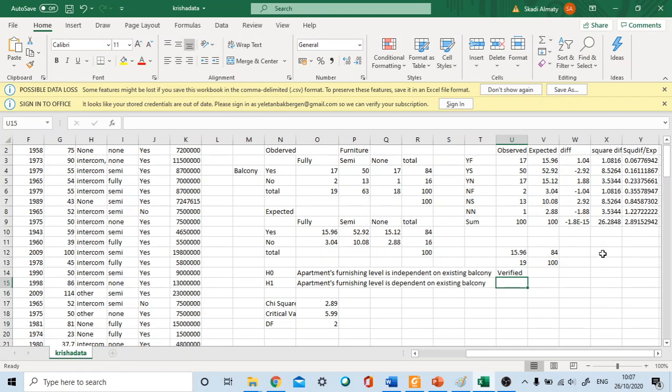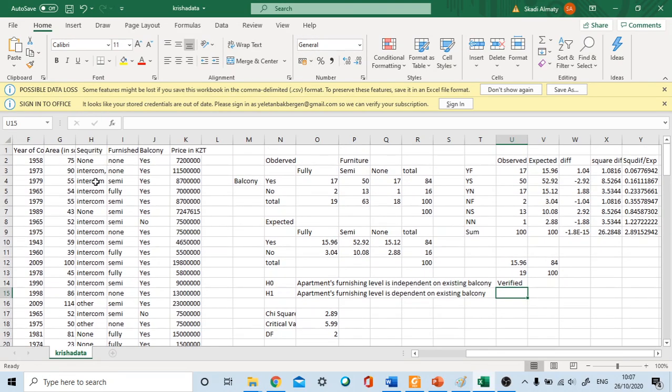In the upcoming assignment you will be asked to find, for example, security to furnished, security to balcony, number of rooms to balcony, and a lot of combinations. Just follow all these steps, go this way. There exists an automated method, but it's a little bit confusing. That's why this is the traditional method, and I'm asking in tutorials to follow this sequence.